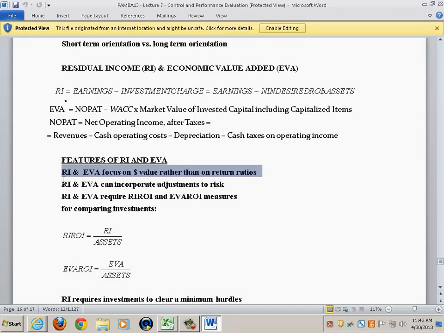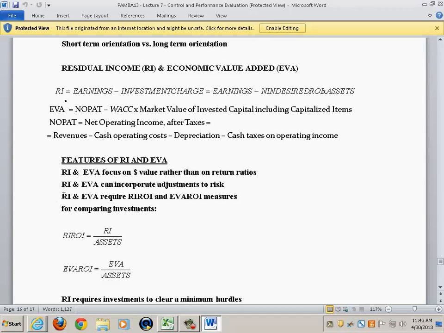Both residual income and EVA can incorporate adjustments to risk. That's important. The ROI doesn't directly incorporate adjustments to risk, but in residual income and economic value added, you can, in the minimum desired rate of return on investment, or in the weighted average cost of capital, include the risk premium by upping the number if you think that the operation is riskier or the company is riskier. You can up the number to include a risk premium. So this way you can adjust it for risk.